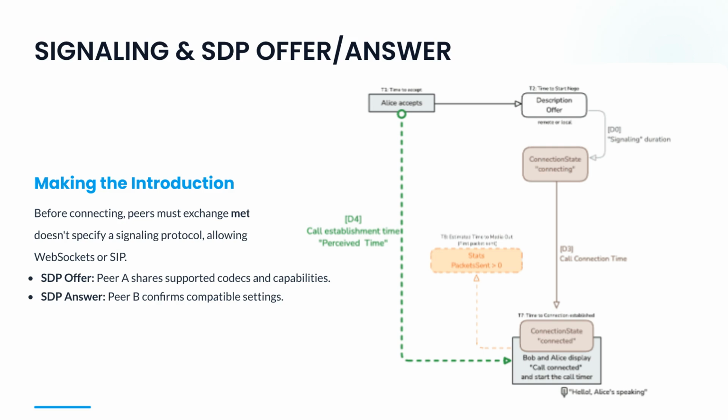Once signaling is established, the first peer sends something called an SDP offer. SDP stands for Session Description Protocol. The offer contains information such as supported codecs, media capabilities, network details. The second peer reviews it and responds with an SDP answer. It's basically a negotiation process. Peer A says, "Here's what I support." Peer B replies, "Great, here's what I support too." And together, they agree on a common setup.